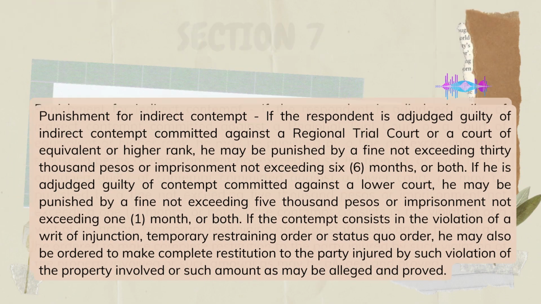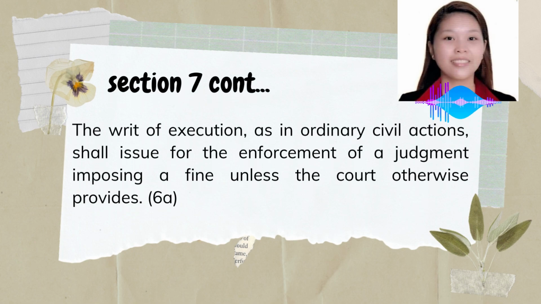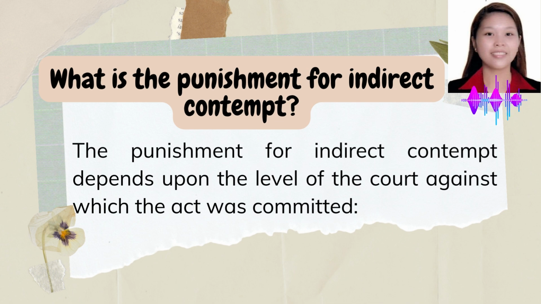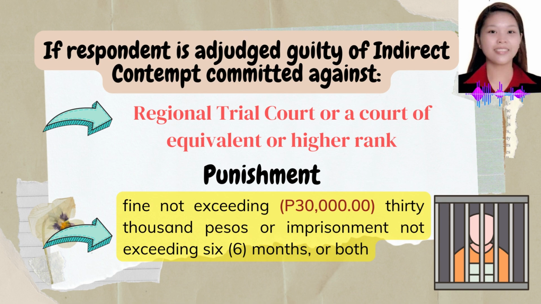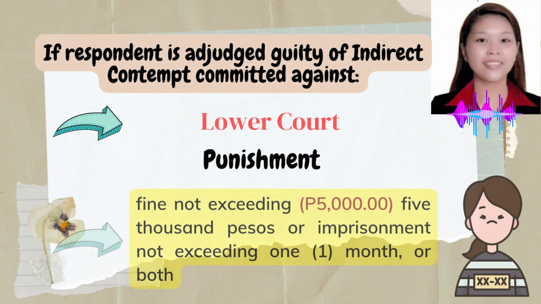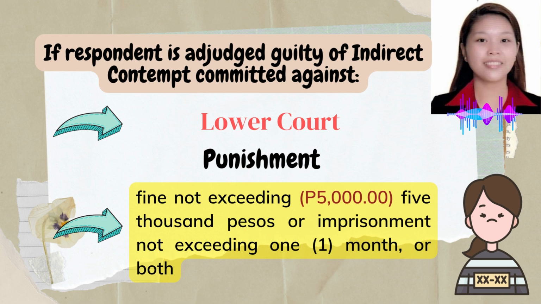Section 7 talks about the punishment for indirect contempt. What is the punishment? It depends upon the level of the court against which the act was committed. If the respondent is adjudged guilty of indirect contempt committed against a regional trial court or a court of equivalent or higher rank, he or she may be punished by a fine not exceeding 30,000 pesos or imprisonment not exceeding 6 months, or both. If committed against a lower court, the punishment will be a fine not exceeding 5,000 pesos or imprisonment not exceeding 1 month, or both.